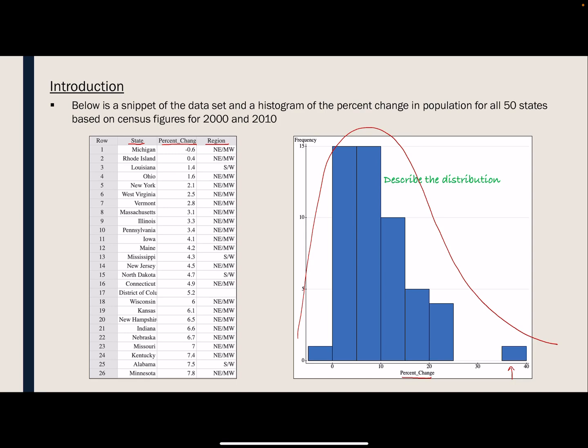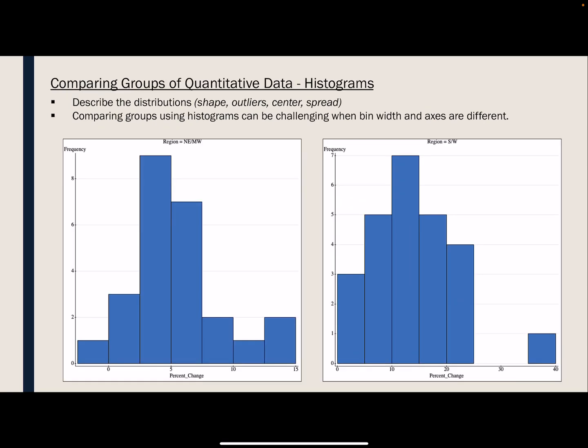So now, what if we wanted to break this data set into regions and compare the Northeast Midwest region with the Southwest region? So the first thing that I did was I put each region on its own histogram. And comparing these regions, it's actually quite difficult to do by just looking at histograms like this. I mean, they're both unimodal. I can see that outlier over here again.